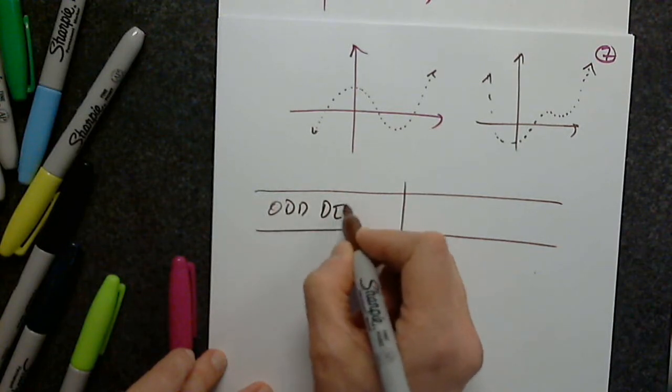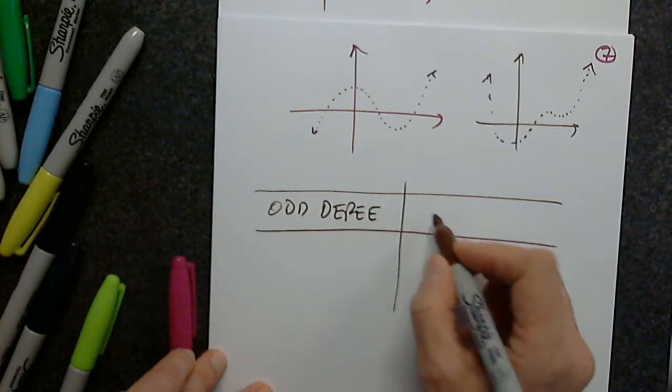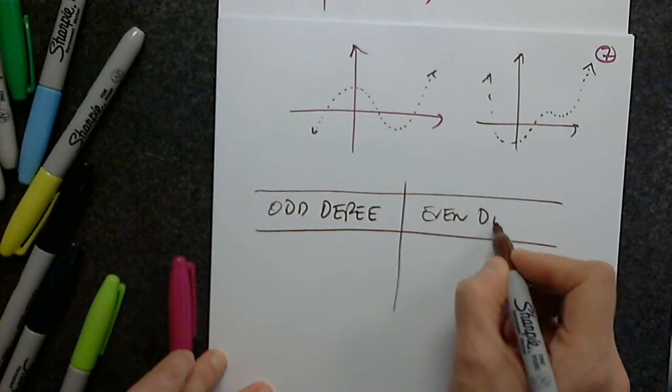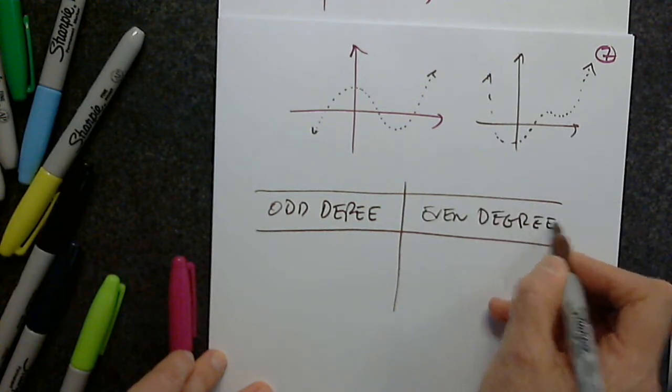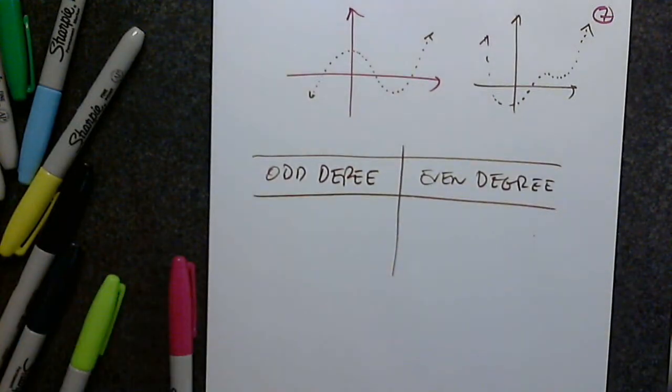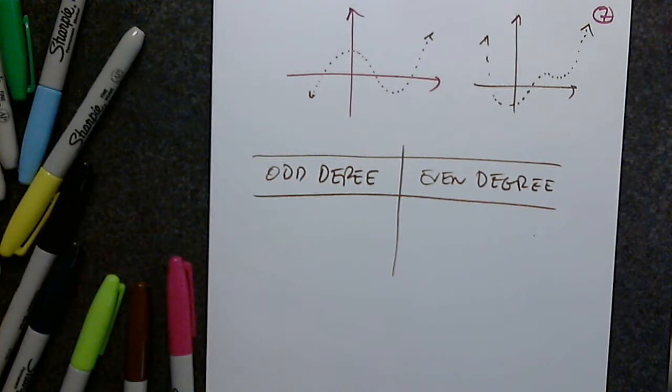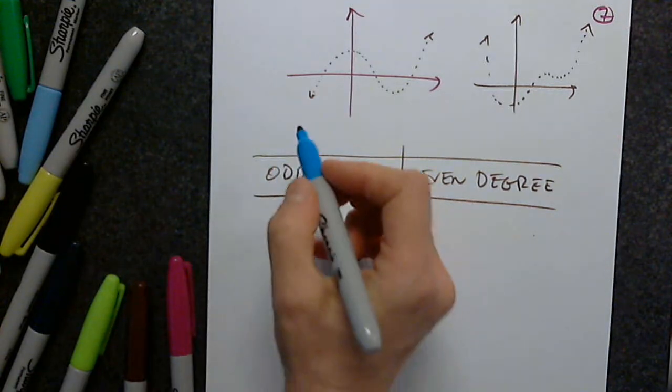Odd degree, even degree. Let's choose an example from each in which we are going to study the function like we did with the quadratic: x and y intercepts, domain, range, etc., for both of them. And then we're going to look at when they are applied. I let you choose any problem you'd like on page 378.